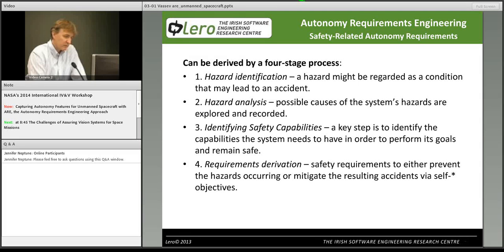In this particular process, if we apply this, we need to follow something like this. The first stage is to identify the hazards, and then to analyze these hazards, like what are the possible causes of the system hazards, and then to identify safety capabilities that need to be provided for the system in order to deal with these hazards. The autonomy requirements derived from these hazards come in terms of safety requirements that either prevent the hazards from occurring or mitigate the results of accidents that occur, by implementing self-objectives that deal with these hazards.